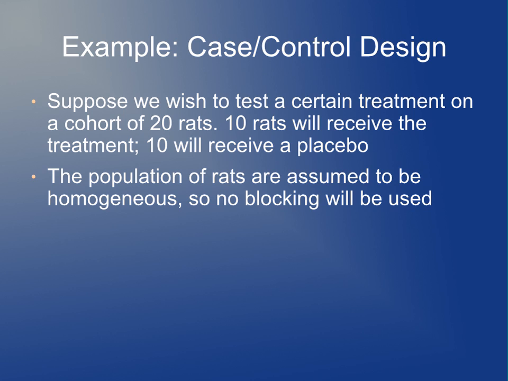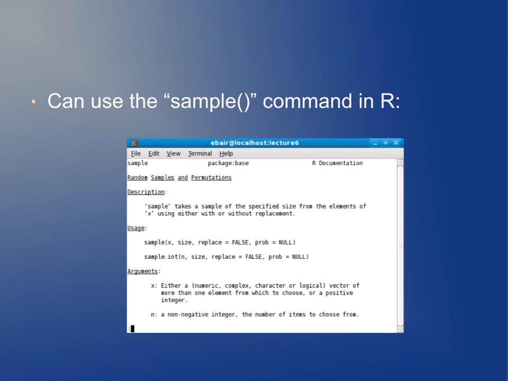To give a simple example of this, let's say you just have a simple case control design. We want to test a certain treatment on a cohort of 20 rats. 10 rats will receive the treatment. The other 10 rats will receive a placebo. We'll assume this population of rats is homogeneous, so we don't need to do any blocking. You can do this in R with the sample command. Here's an explanation of the sample command. If you type ?sample, it'll give you this message, but I'll explain it more by example over the course of the next several slides.